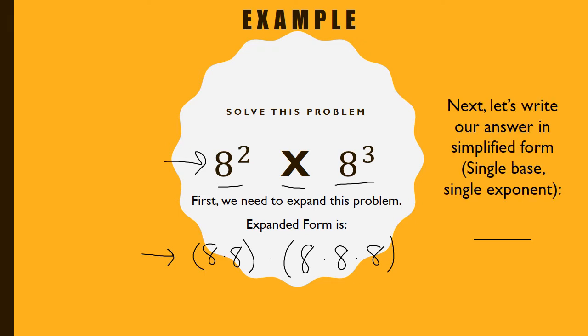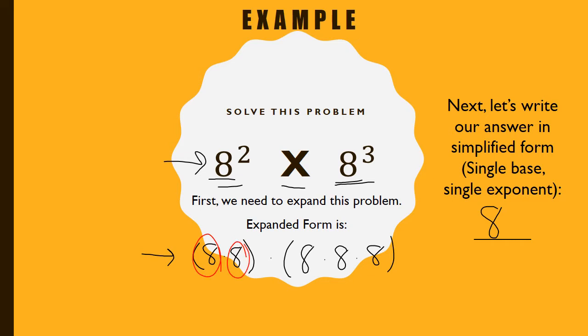Now, we haven't gotten to our goal yet. Our final answer we want to write in simplified form, so a single base with a single exponent. Well, our base is going to stay the same the whole time. Our base in the original problem was 8. And then for our new exponent, we just want to count up how many total 8s we have in the problem. Now that we have it written out, it's easy to count.